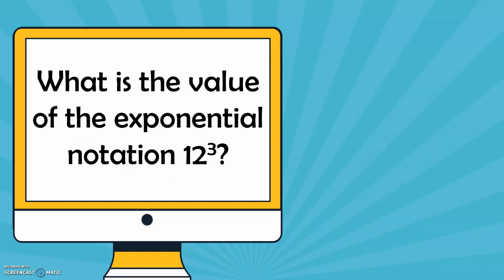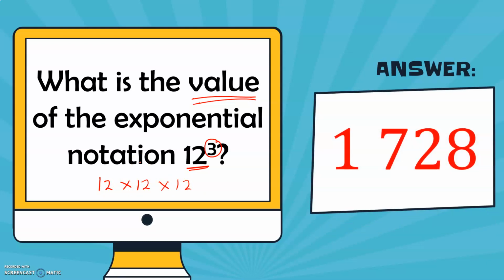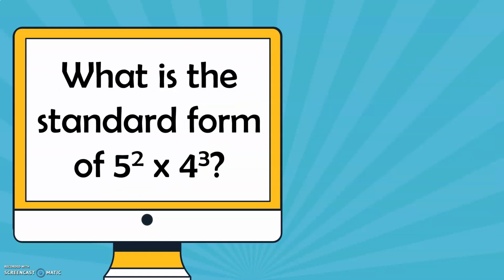Next, what is the value of the exponential notation 12 raised to the power of 3? Again, we're asked to look for its value, so we will look for the standard form. We have here an exponent 3 and the base is 12, so that means that it is equal to 12 times 12 times 12. And if we will compute for 12 times 12 times 12, the answer will be 1728.